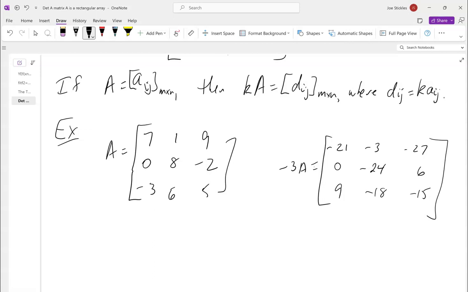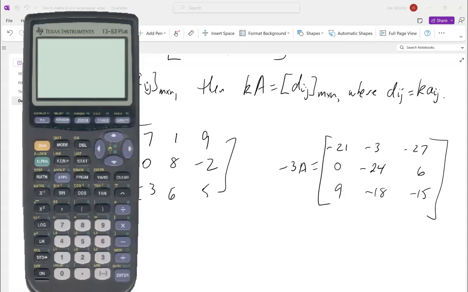All right. So again, those operations are pretty straightforward. You can do those operations on your calculator as well, and you would type them in your calculator exactly like you would expect.